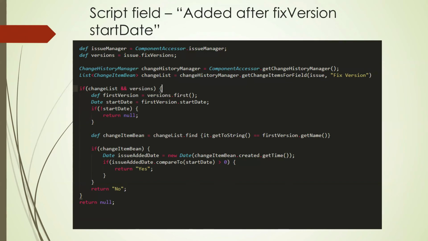I basically get the change history of that particular issue, and then I go through the change items. I see, okay, if it has a start date, then I get the change item bean. Then I check if the change item bean exists or not. Yes, it exists. Then I compare it with the start date, that is when the issue was added to the fixed version, and what is the start date of the fixed version. If that is greater, I return yes. Otherwise, I return no. I know it is a bit complicated to understand, so let me show you a really nice example.